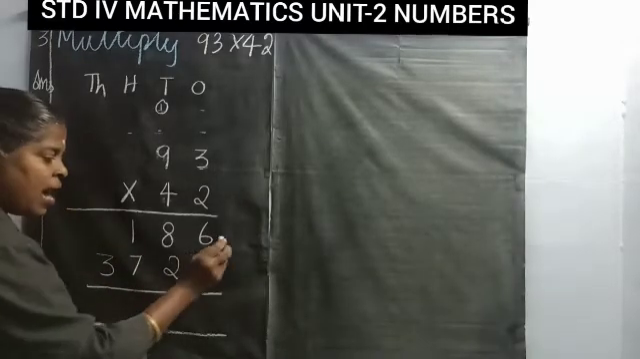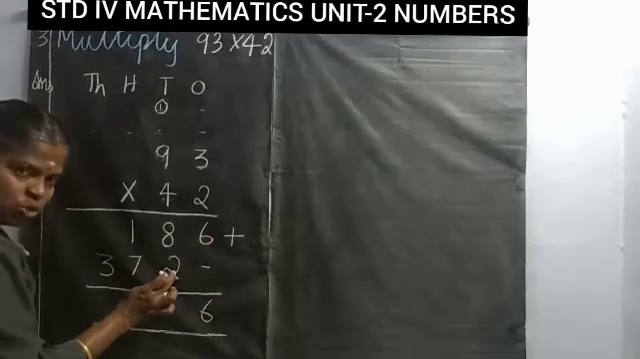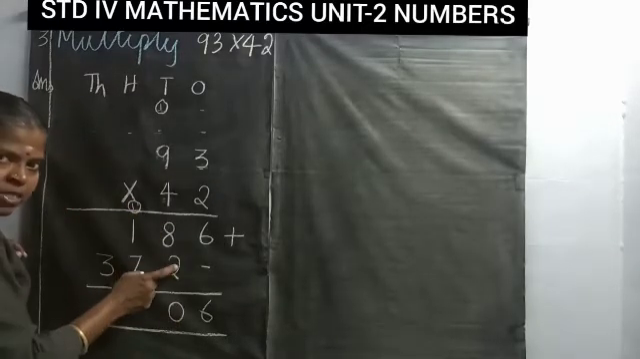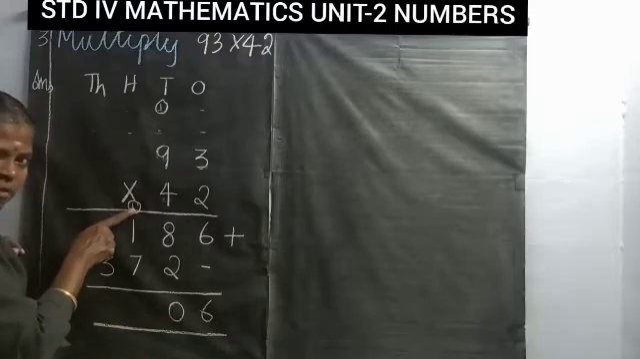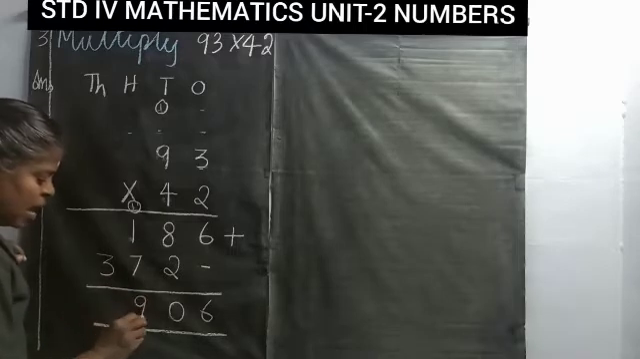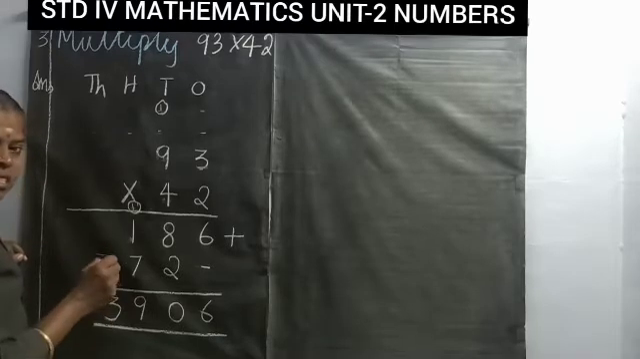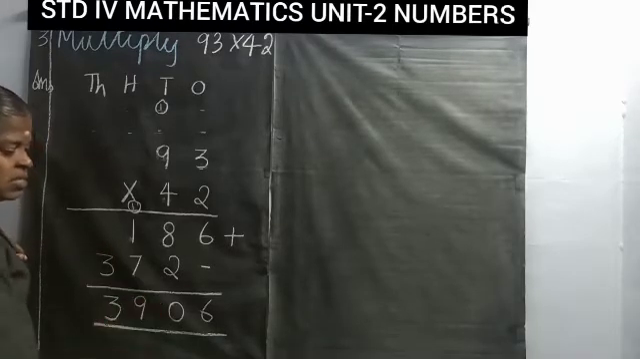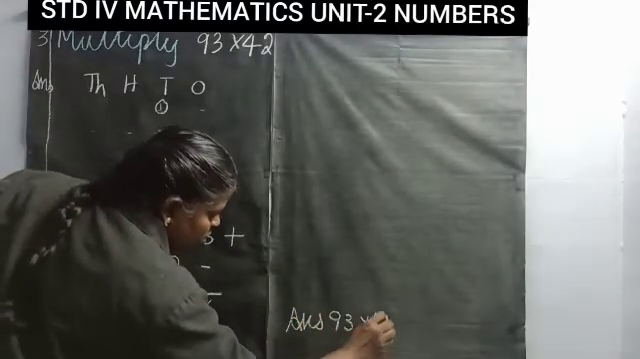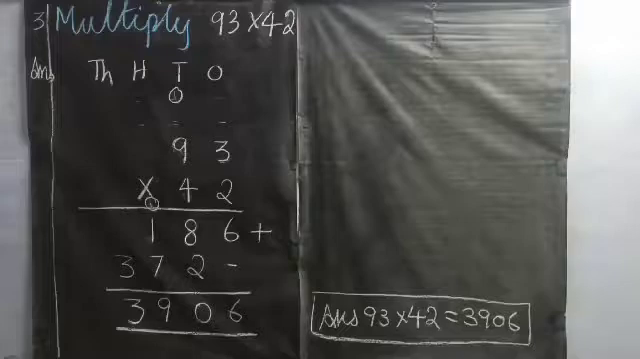After that, add these two lines. 6. 8 plus 2, 10, 0. Carry over 1. 1 plus 1, 2. 2 plus 7, 9, and 3. So the answer, 93 into 42, is 3906.